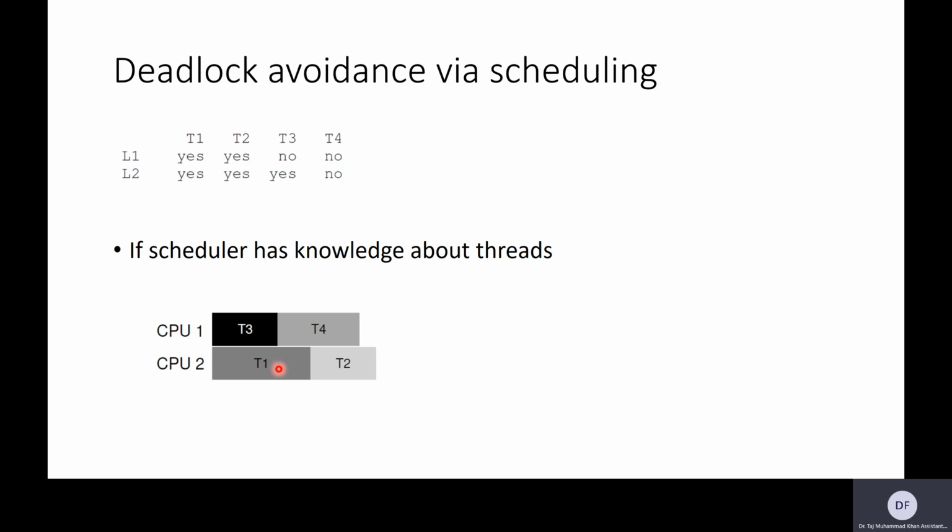Here, as you can see, T2 is always scheduled on the same processor as T1 and after T1, which means T2 will be acquiring its lock only after T1 has acquired and released its lock. So there will be no chance of them doing a hold and wait and resulting in a circular wait. This is also a way in which deadlock can be prevented, but it's only possible in limited systems because usually the scheduler has no knowledge about threads.